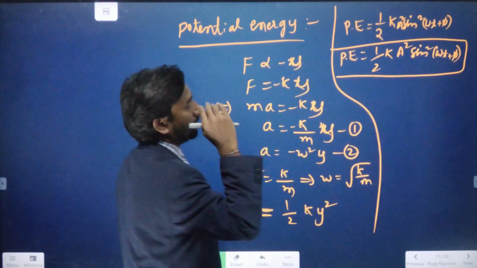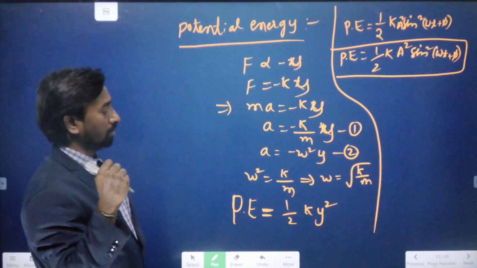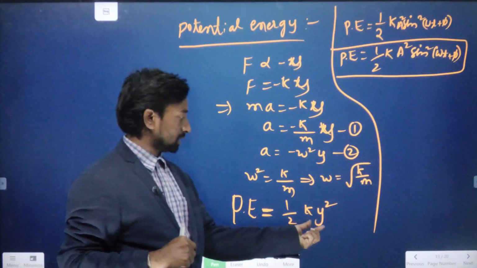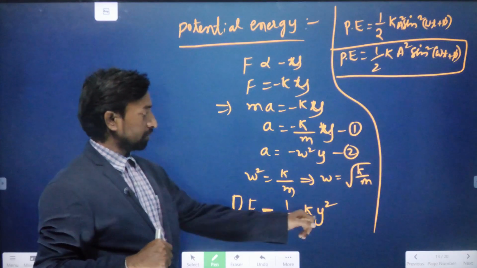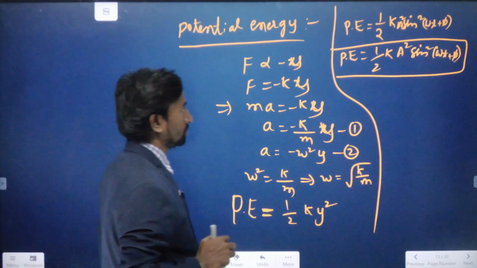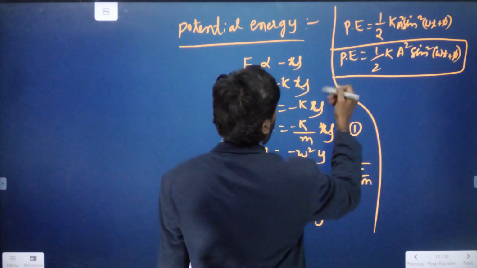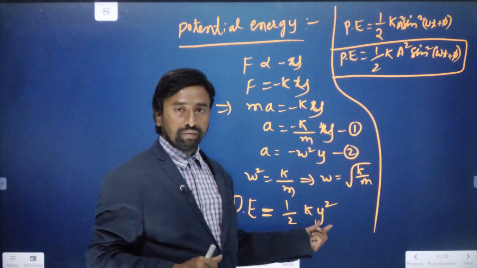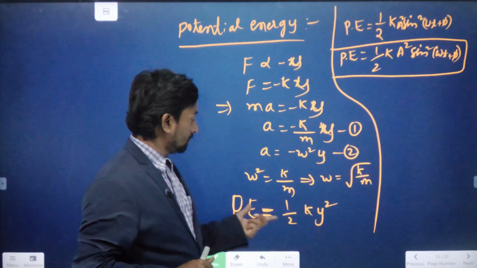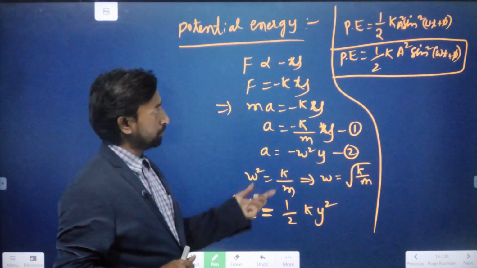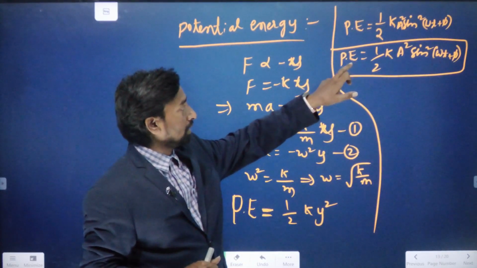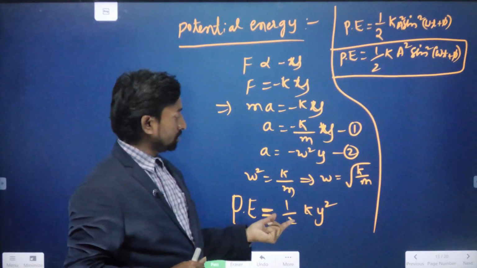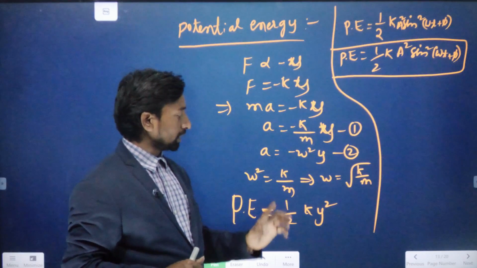At the extreme position, what is the potential energy? The equation of the potential energy has y square. At the mean position, y will be 0, and if y is 0, the potential energy will be 0. At the mean position, the potential energy of a particle in SHM is 0. At the extreme position, it is half into k into x square.